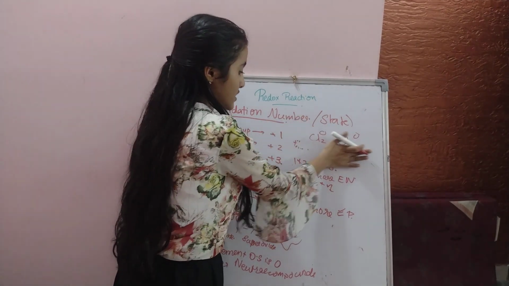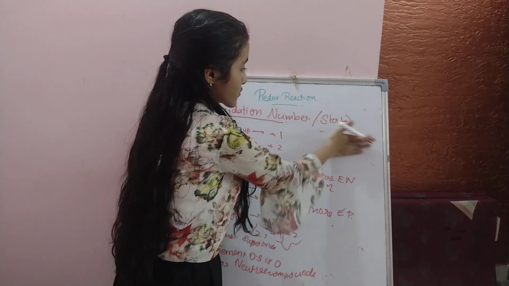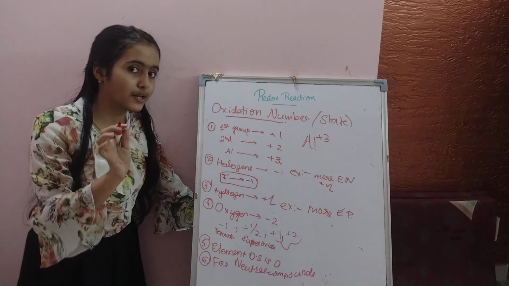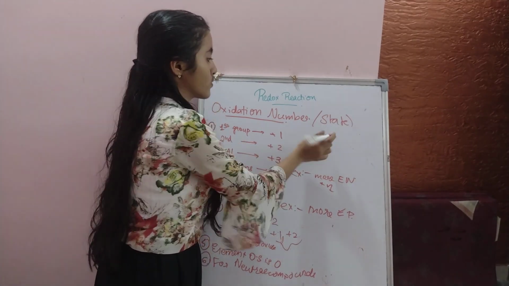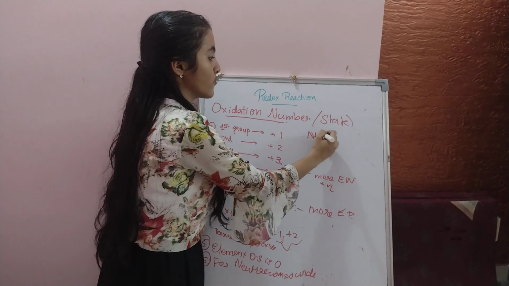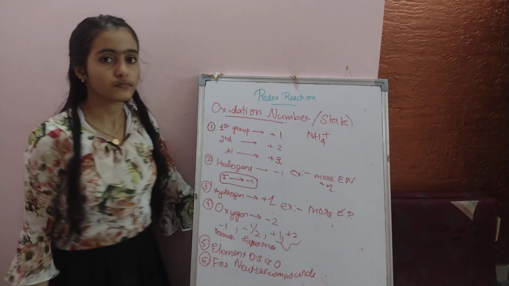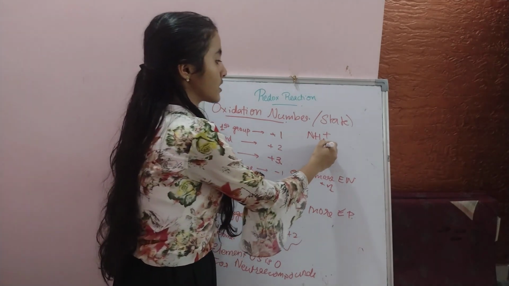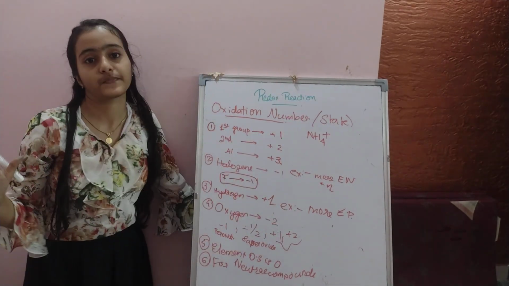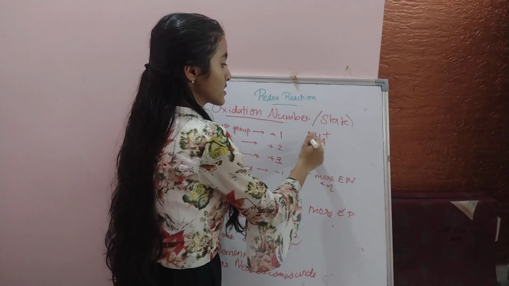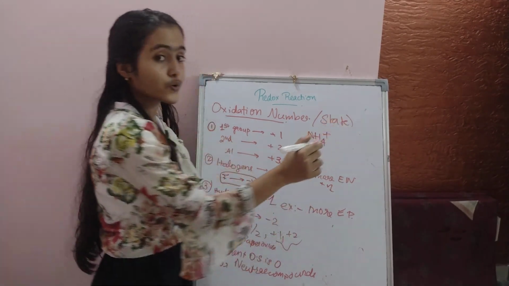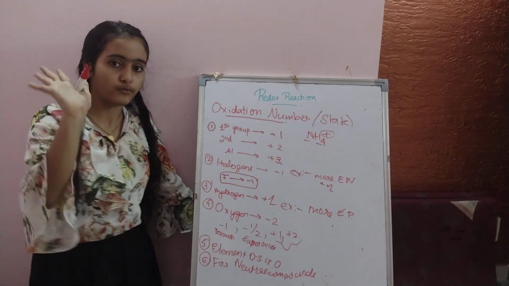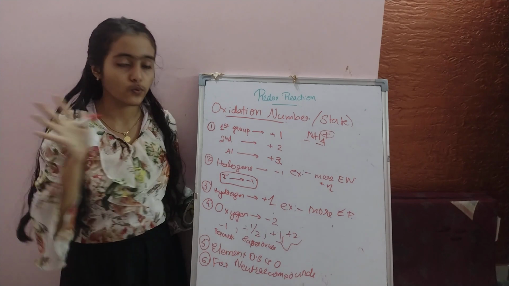For ions, the oxidation state is equal to the charge. For example, Al3+. What is its oxidation state? +3. Next, for compound ions like NH4+, the sum of oxidation states will be equal to the charge. That is, the oxidation state of N plus 4 into the oxidation state of H will be equal to +1. So these are the basic rules of oxidation number.